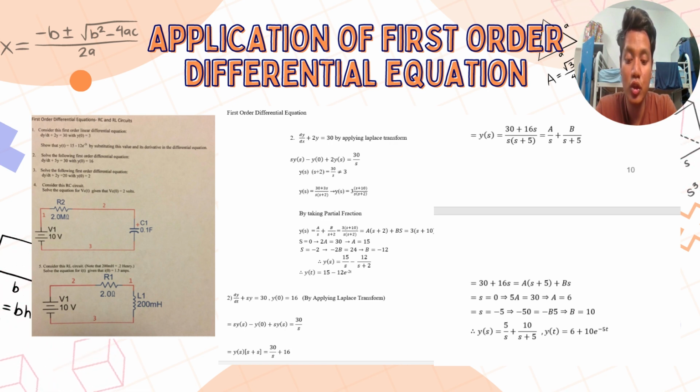Then it asks to show that y(t) = 15 - 12e^(-t) by substituting this value and its derivative in the differential equation.